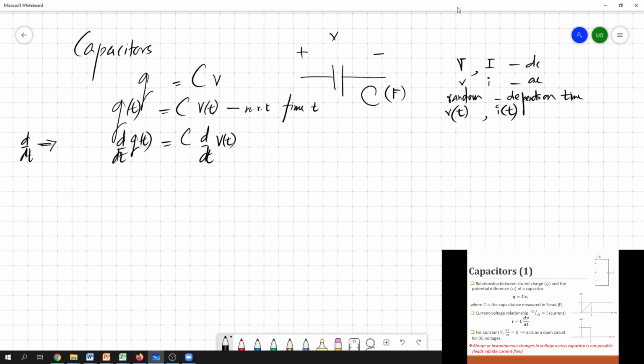Now what happens to this? We can further simplify. You know that dq(t)/dt, the rate of change of charge, is represented by the current. So the current is the rate of change of charge. So this is i(t) equals C times the derivative of the voltage, dv(t)/dt.